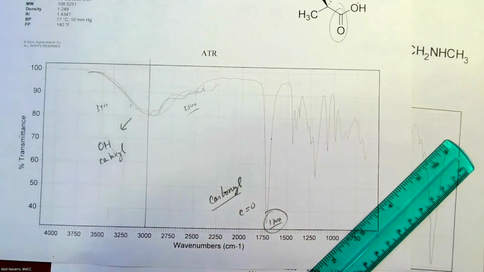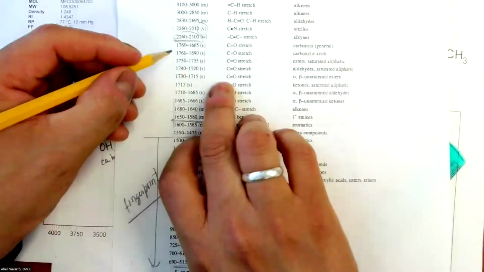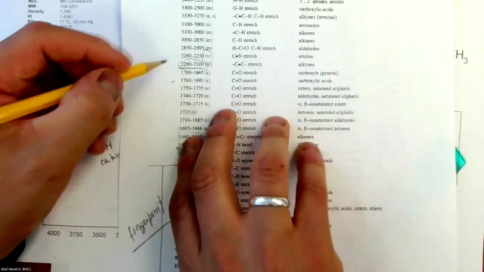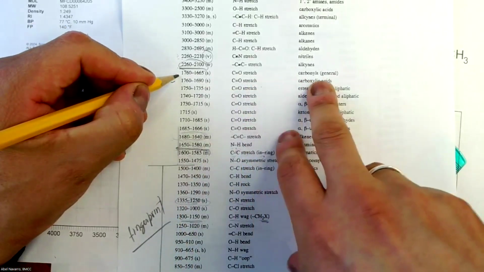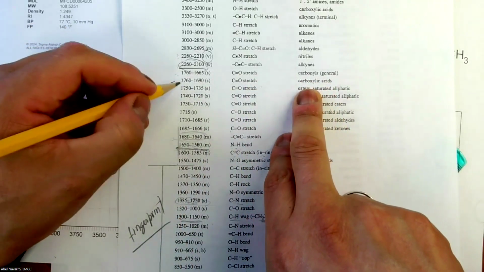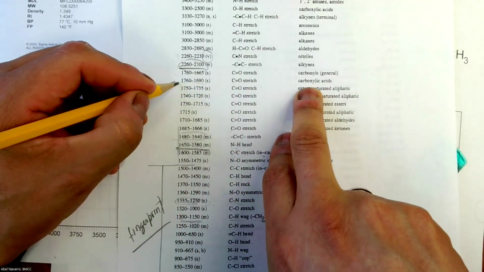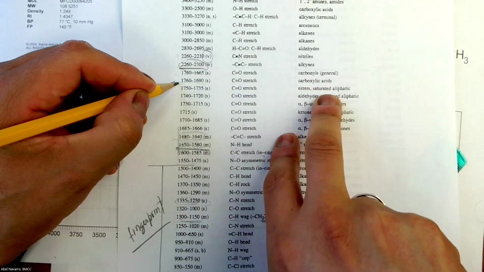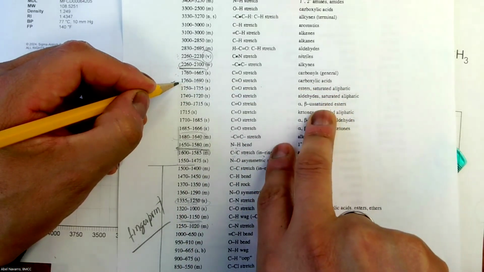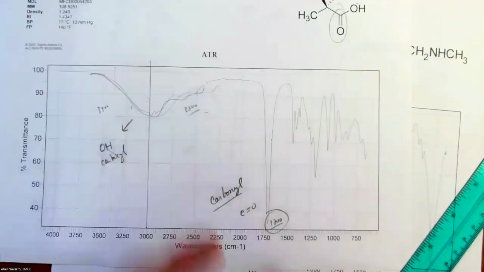Let's look at the table. Which one is exactly 1700? Here are a lot of 1700s. COO stretch of carbonyls in general. Carboxylic acids, yes, see? Carboxylic acids, 1760 to 1690. Ester saturated, well, that's not. Okay, so that's exactly what I have.